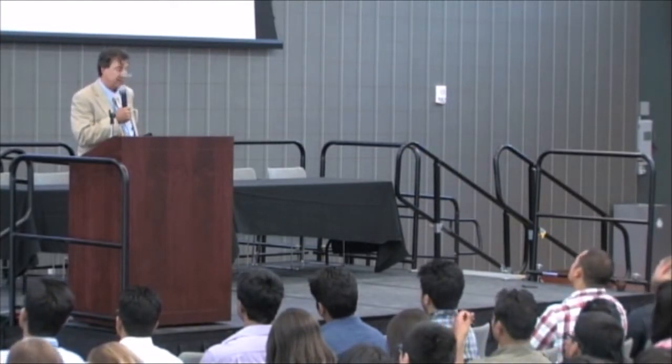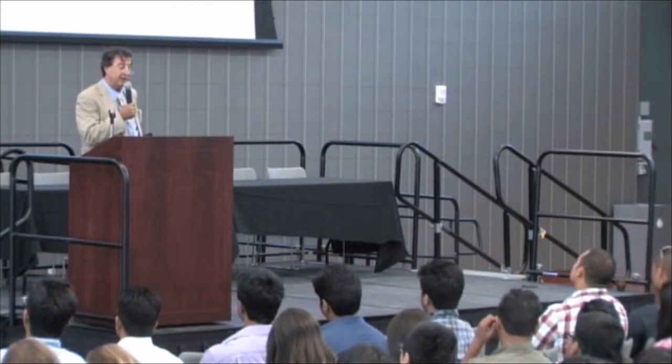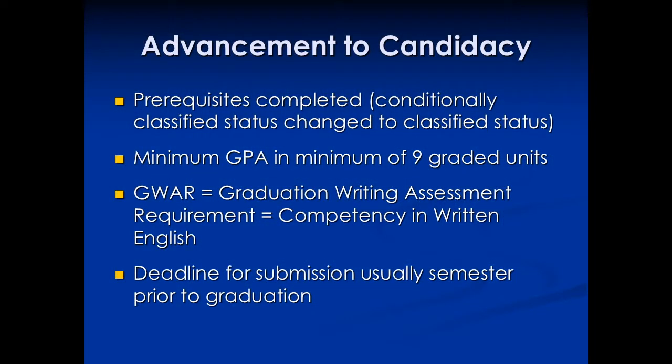In order to advance to candidacy, there are three prerequisites or requirements. One is that you are no longer conditionally classified. You have to be a classified graduate student in order to advance to candidacy, meaning all your conditions have to have been fulfilled. You need to have taken 9 letter-graded units, generally 3 classes, and have a GPA of 3.0 or higher.